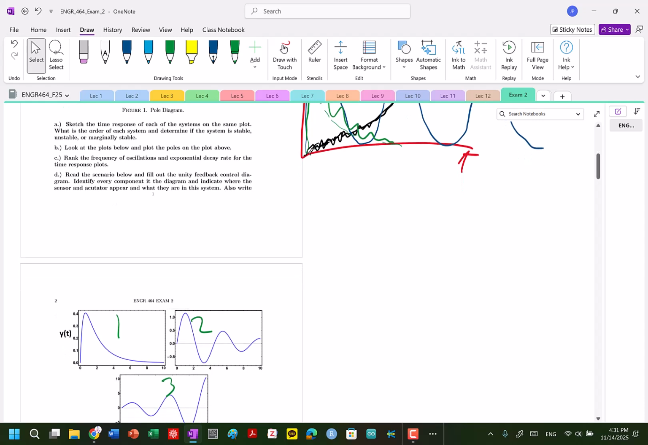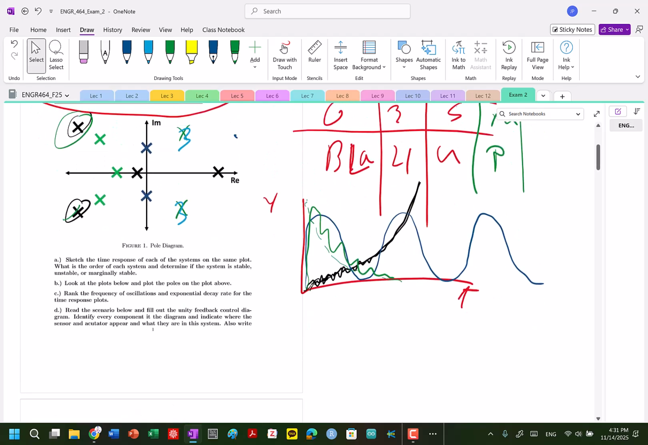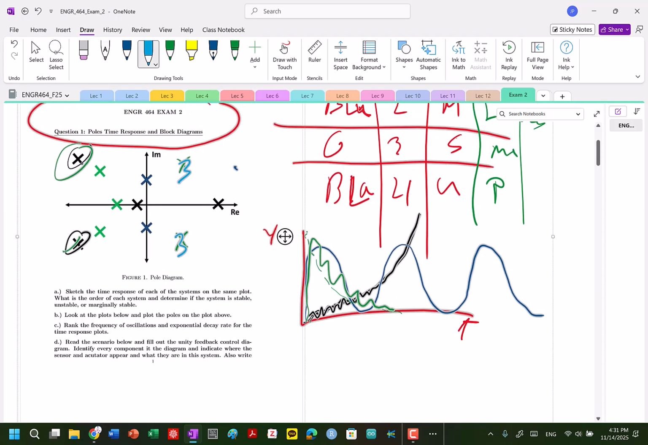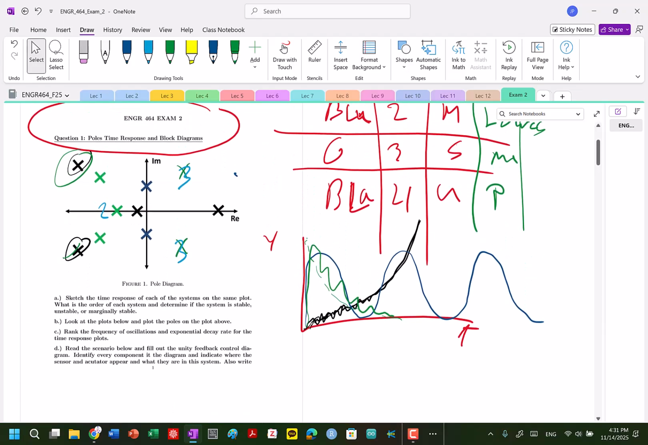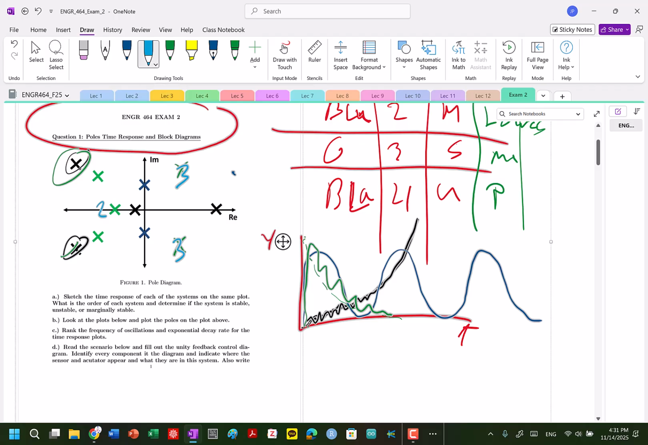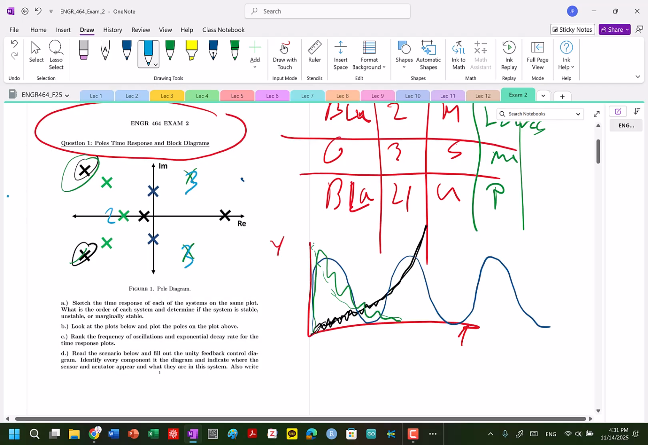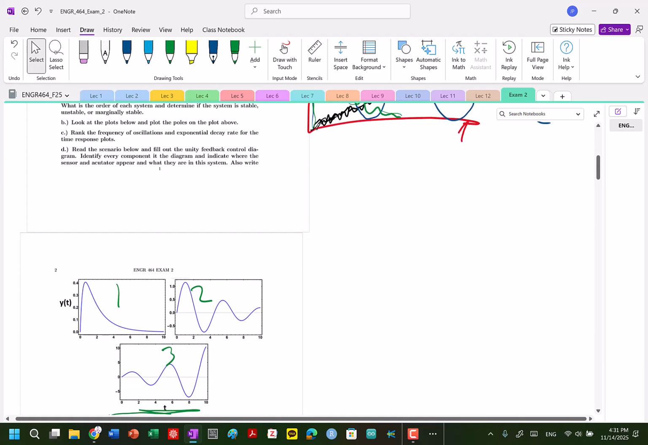It has some oscillations, and it's increasing. This is an exponential decay. So 2 will have some real component here, and it's going to have some oscillations. There can be a pole like this too. So I can have some frequencies, and this is higher frequency.